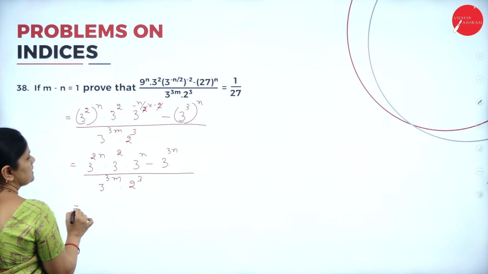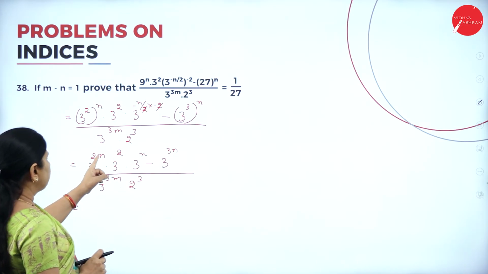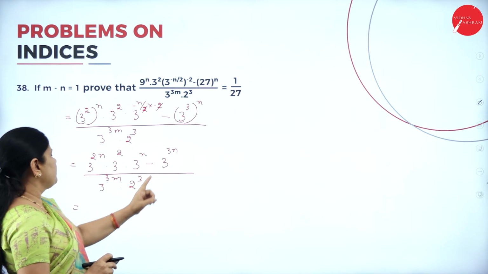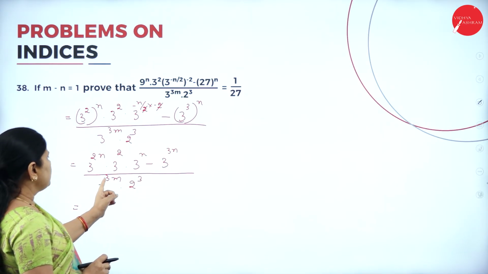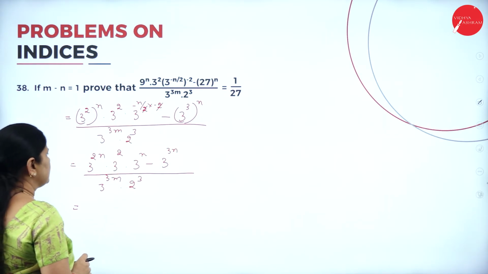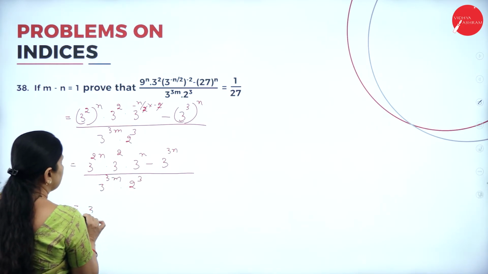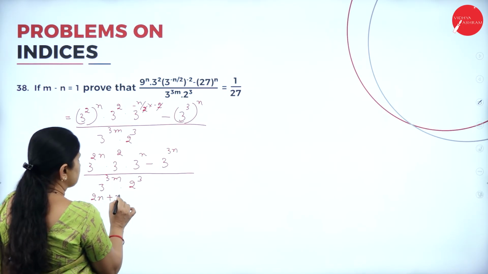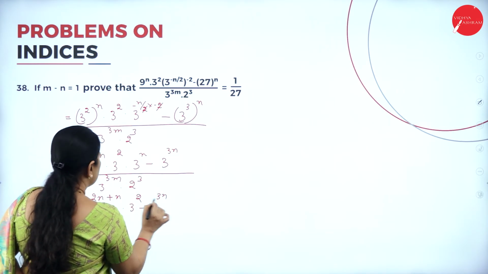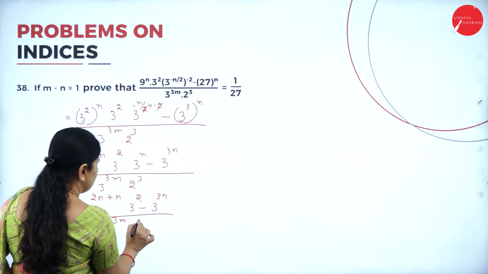Now you simplify this further. So if you can see here, we have 3 to the power of 2n into 3 to the power 2 into 3 to the power of n minus 3 to the power of 3n, whole over 3 to the power of 3m into 2 cube. Now this can be simplified further. So when I simplify it further, what will I get? So it will be 3 to the power of 2n plus n into 3 square minus 3 to the power of 3n, divided by 3 to the power of 3m into 2 cube.